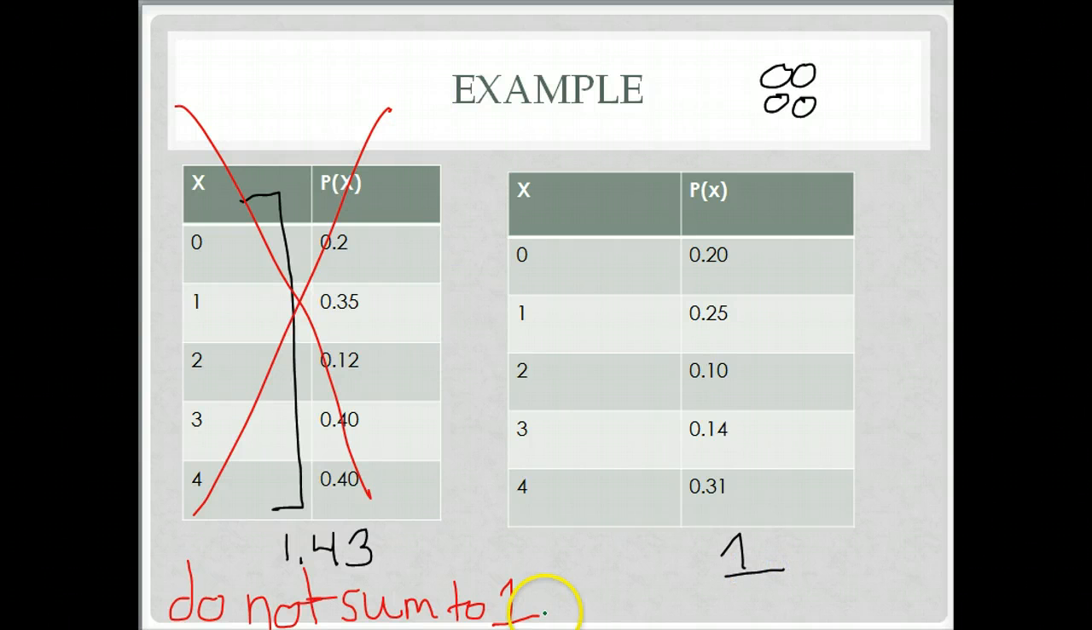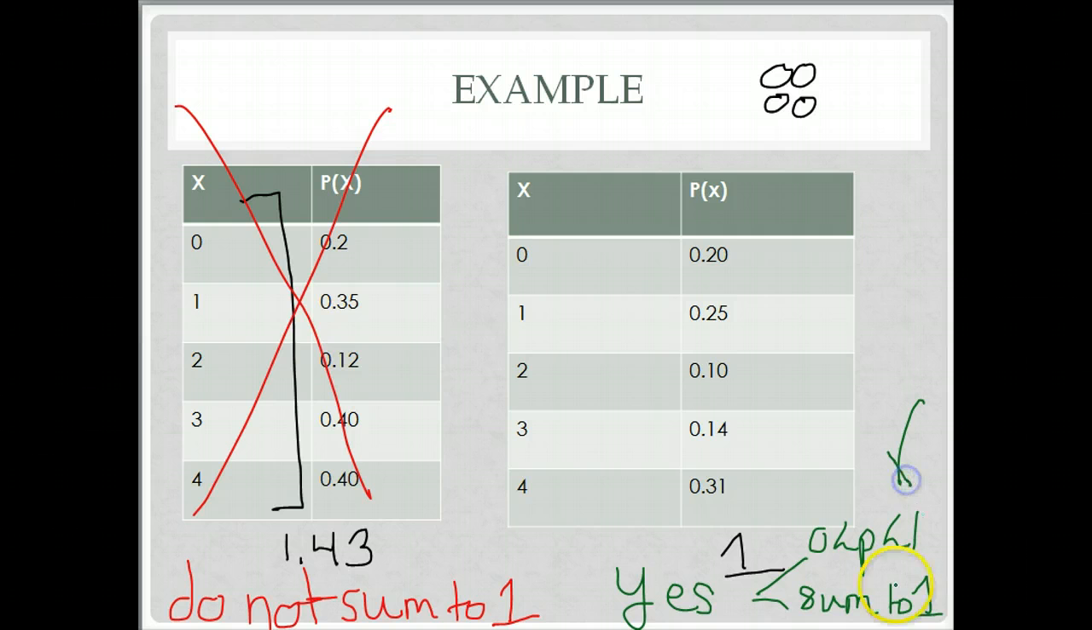And it is a discrete probability distribution because both conditions are met. All of the probabilities are in between 0 and 1, and they all sum to 1. So hooray, this is a discrete probability distribution.